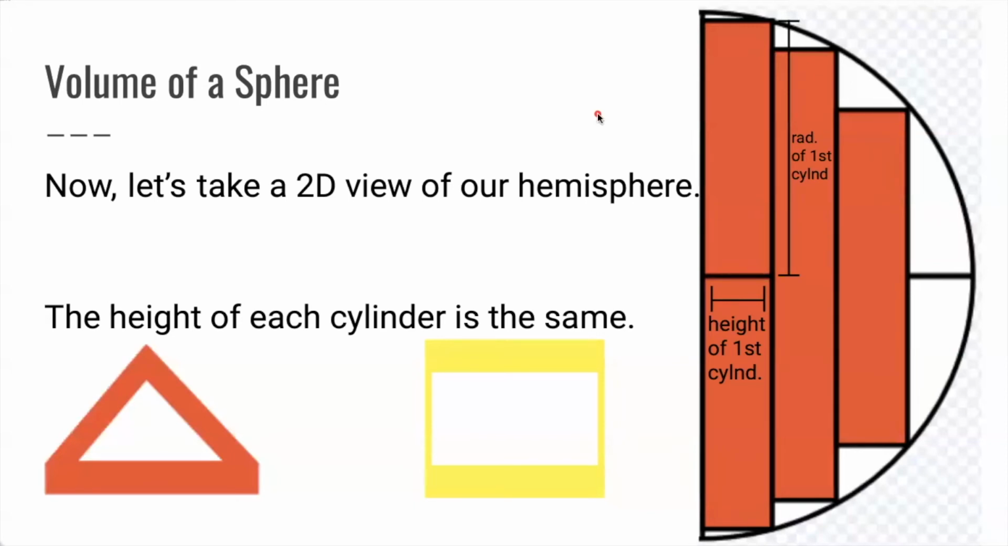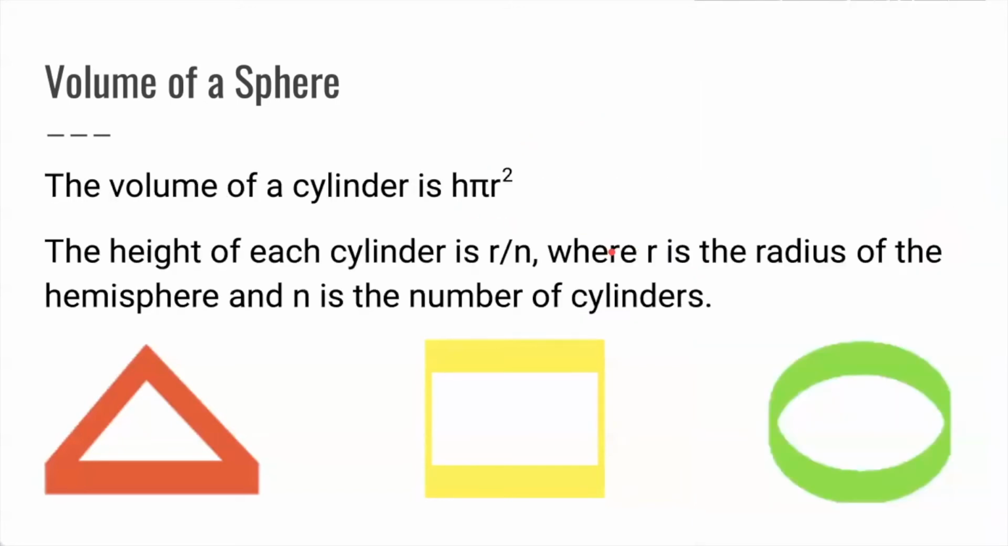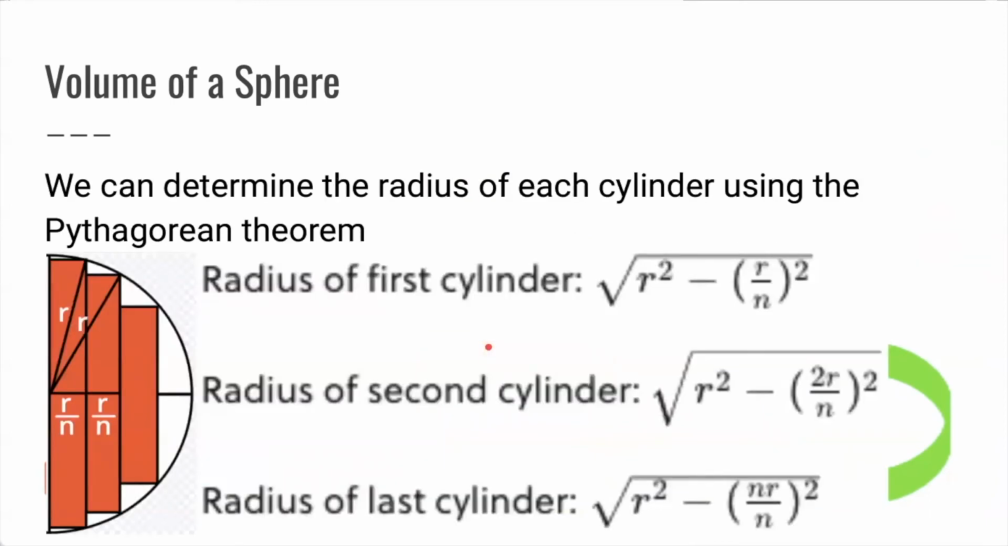Now let's find the total volume of the cylinders. The height of each cylinder is the same. The formula for the volume of a cylinder is h pi r squared. And since the height of each cylinder is the same, the height of each cylinder would be r over n, where r is the radius of the hemisphere and n is the number of cylinders. And now we need to determine the radii of the cylinders.